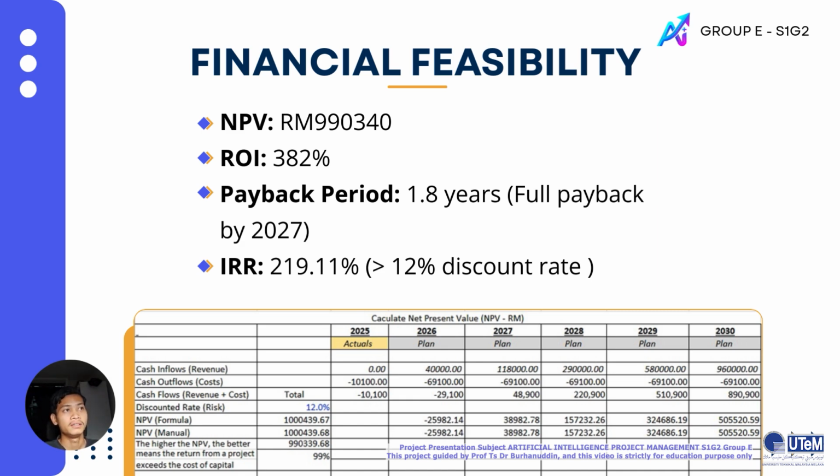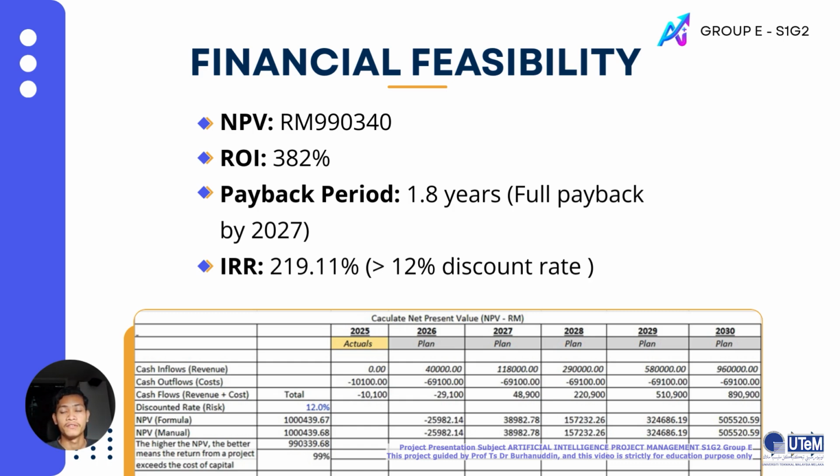Our ROI stands at 382%. This is calculated by dividing the NPV of about 990k by our total discounted cost of 259k. This translates to about RM 3.82 in return for every ringgit invested. The payback period is about 1.8 years.